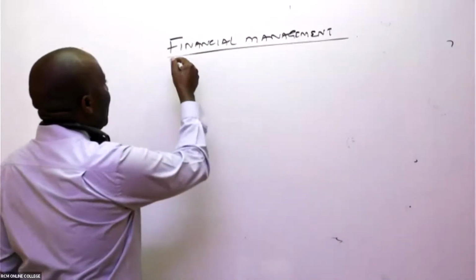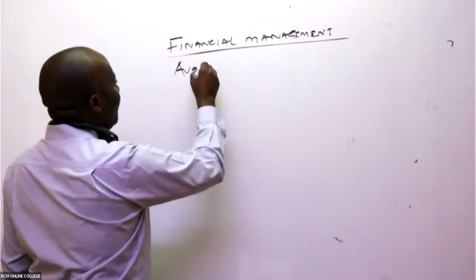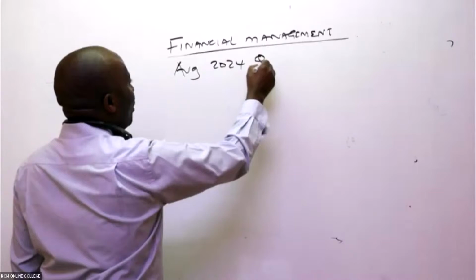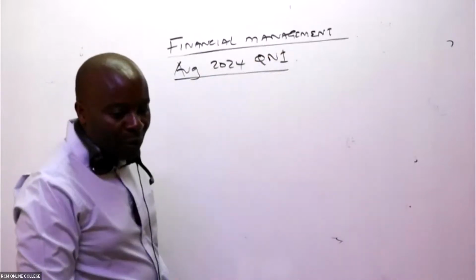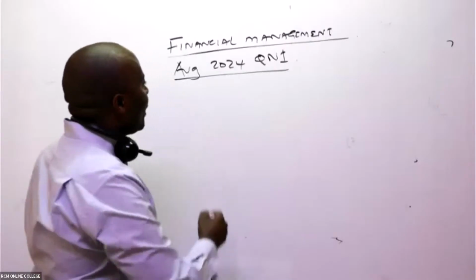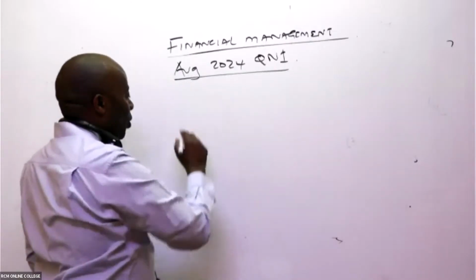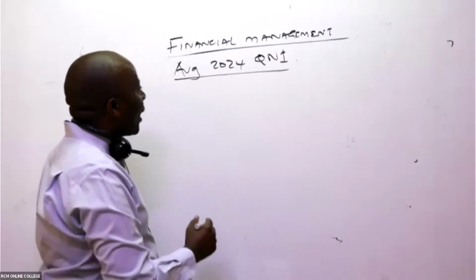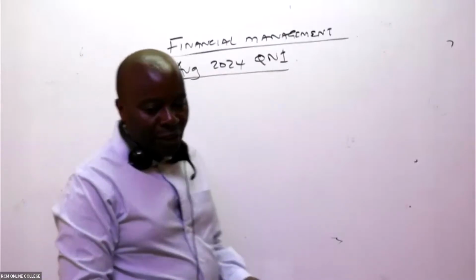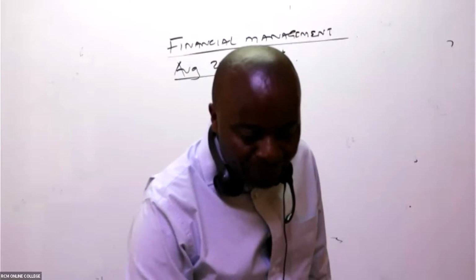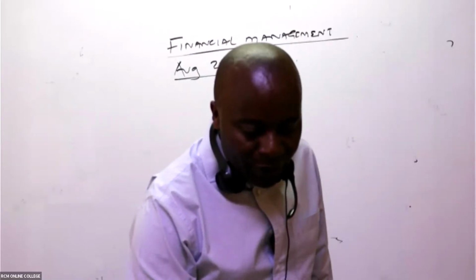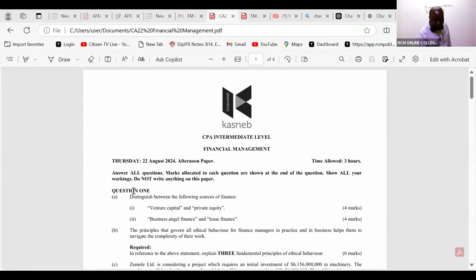So we have here the August 2024 FM paper, question number 1. And in this particular case, they gave us a question on the average accounting returns. Average accounting returns. Now I can see we have 50 something, which is very, very good, very interesting. So I'll come back to part A.